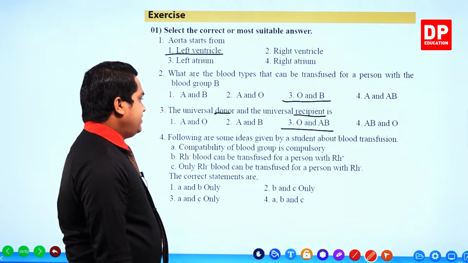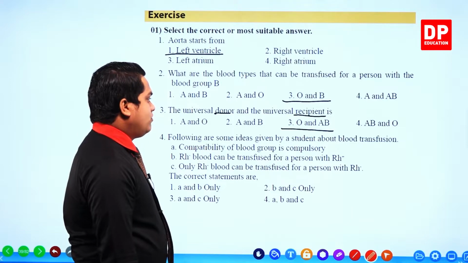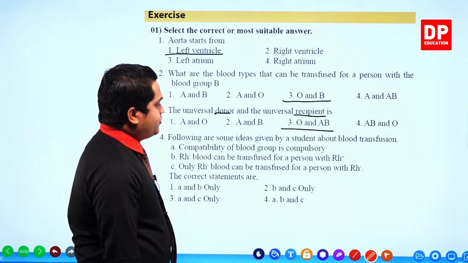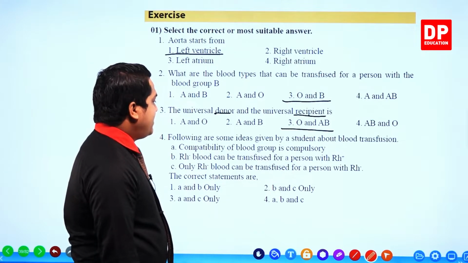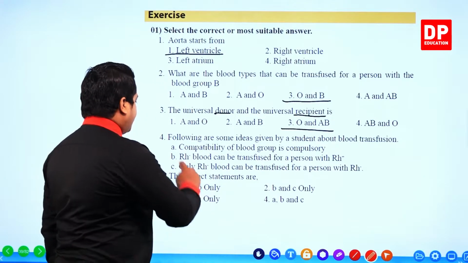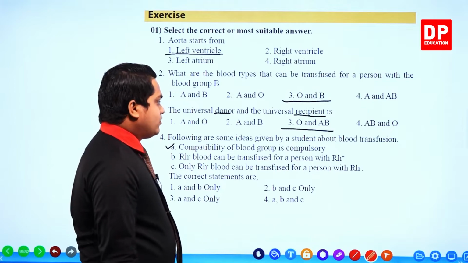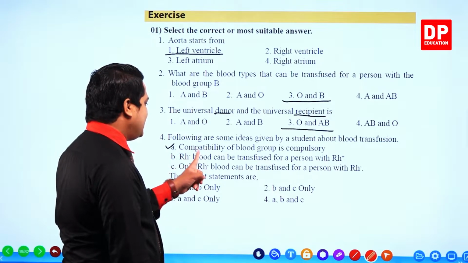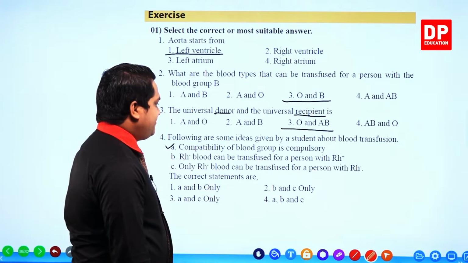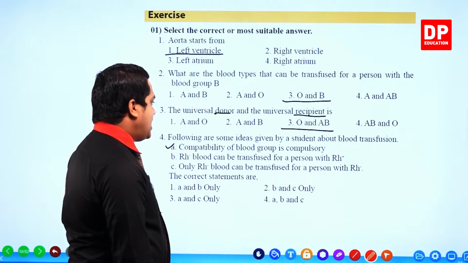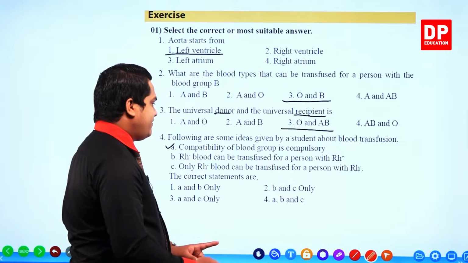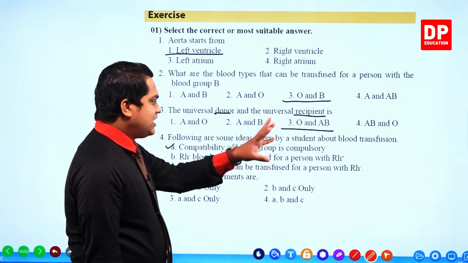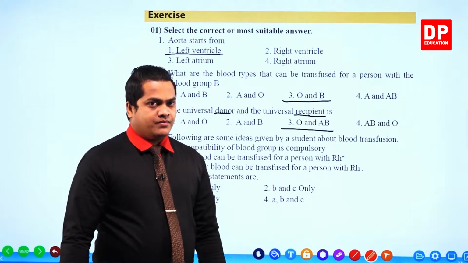Next one. Following are some ideas given by a student about blood transfusion. Compatibility of blood group is compulsory. Correct. Compatibility of blood group is very compulsory. It's important. Correct. RH minus blood can be transfused for a person with RH plus. Transfused means can be given. So RH minus blood can be given to a person with RH plus. Absolutely right, correct, no problem.